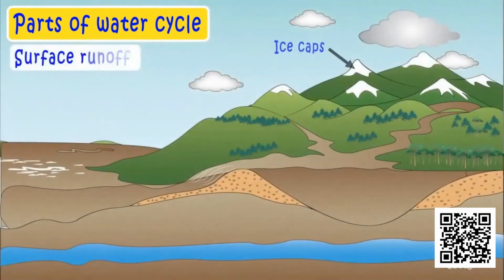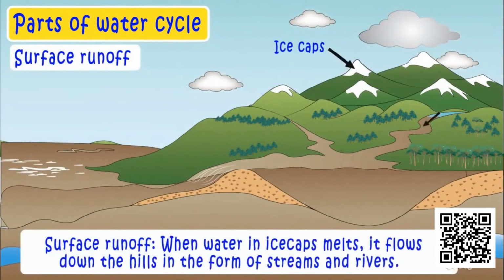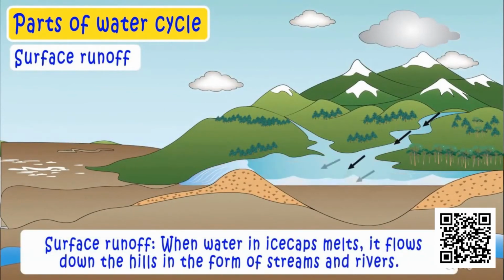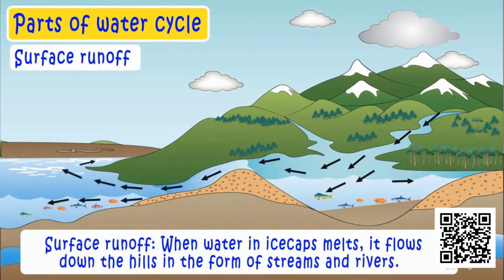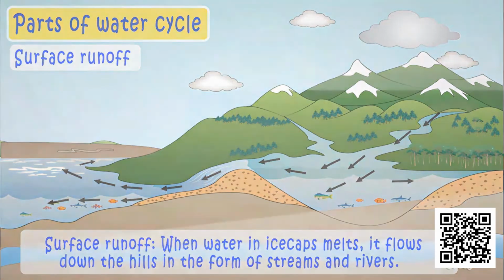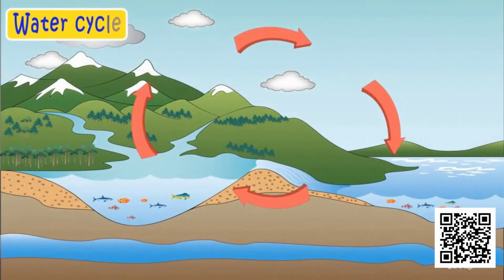Surface runoff. When water in ice caps melts, it flows down the hills in the form of streams and rivers. It is called surface runoff. Now we know all the parts of water cycle. We will learn what is a water cycle in detail in our next assignment.